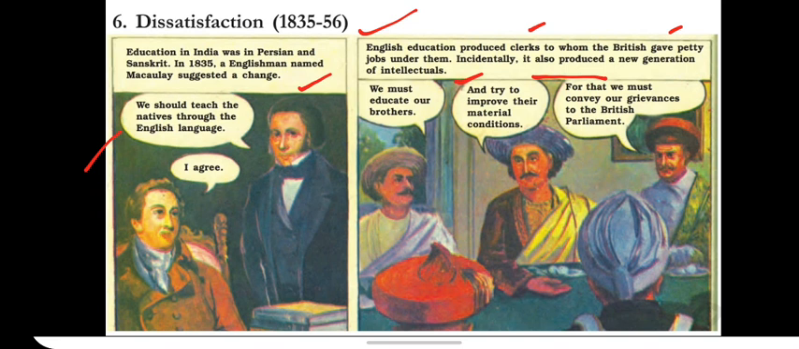Then we must educate our brothers. So these intellectuals are now saying that it is a very good idea if we can teach our brothers and sisters English and help them grow their intelligence and power, and try to improve their material conditions. For that, we must convey our grievance to the British Parliament.